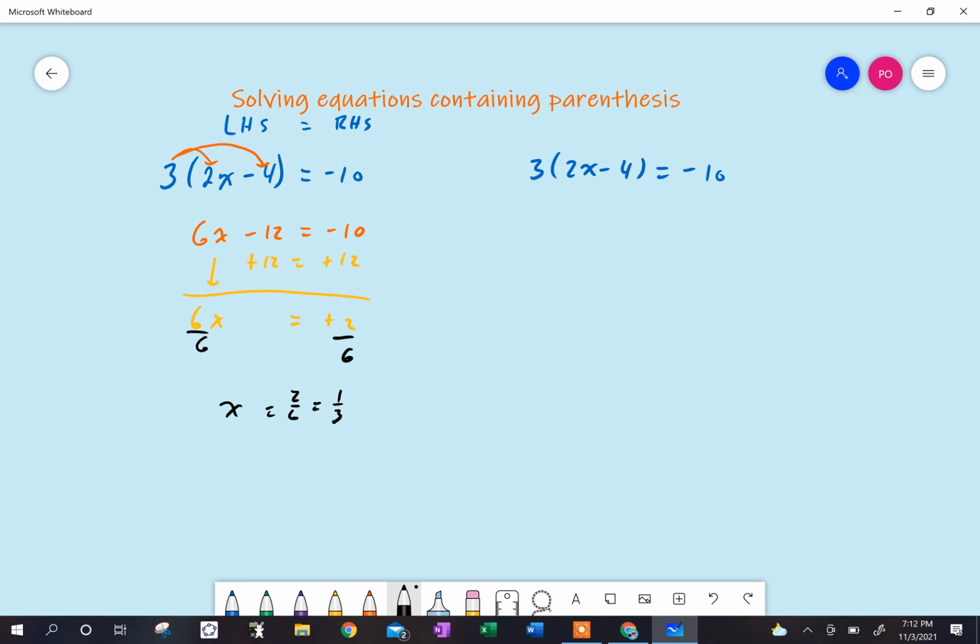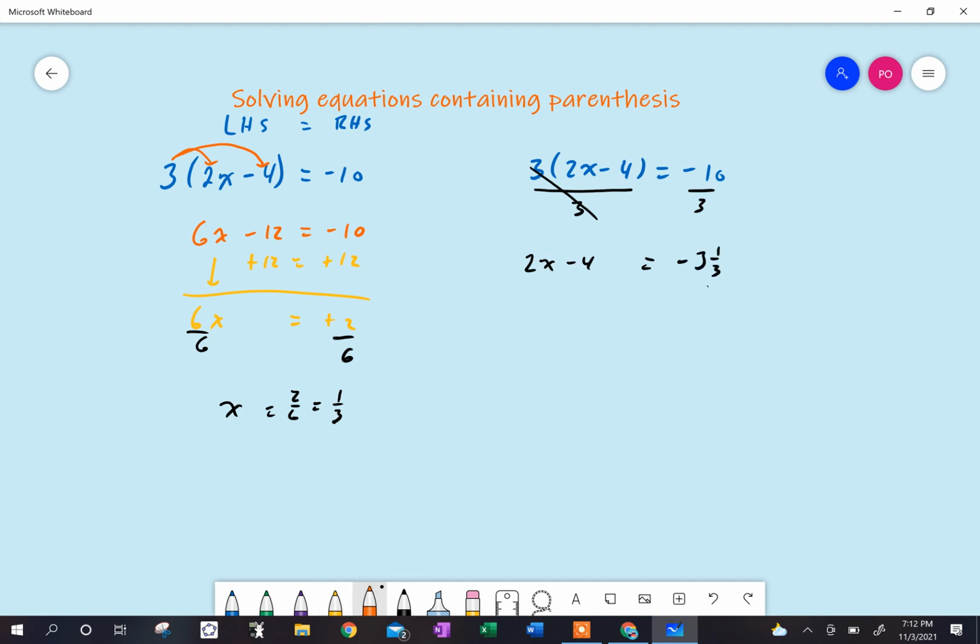Oh, darn it. All right, well, that's fine. I'm going to do this one now. The other way you can do it is you can divide by 3 first. And I'm left with 2x minus 4 is equal to negative 10 over 3, which is really negative 3 1/3. So maybe what I'll do is I'll rewrite it as negative 3 1/3.